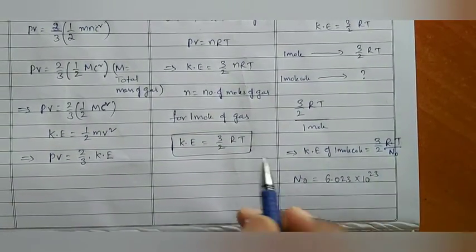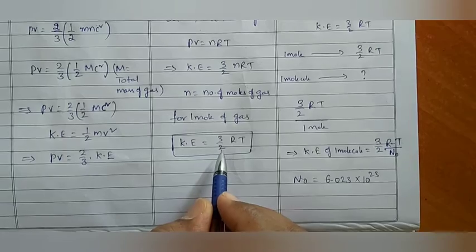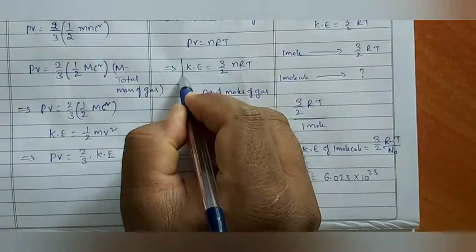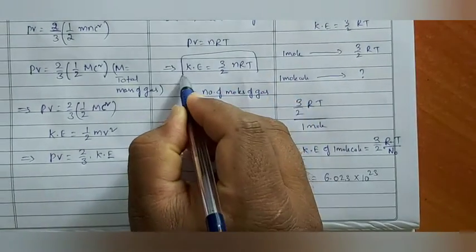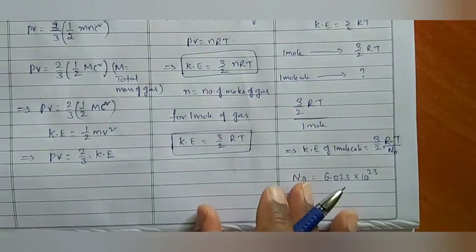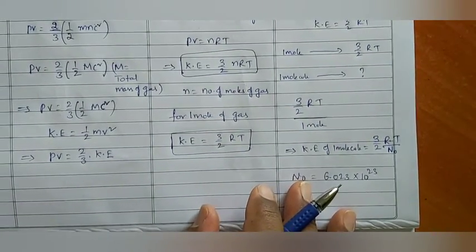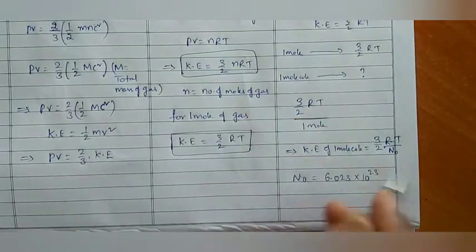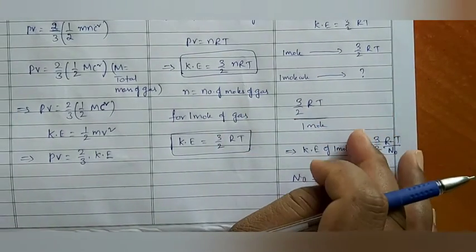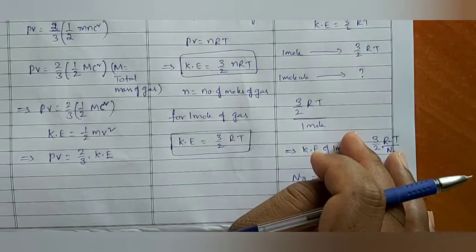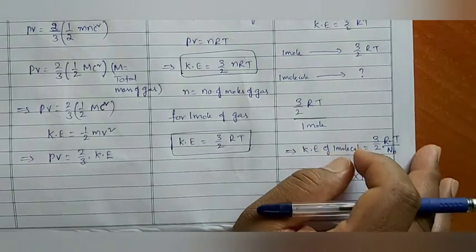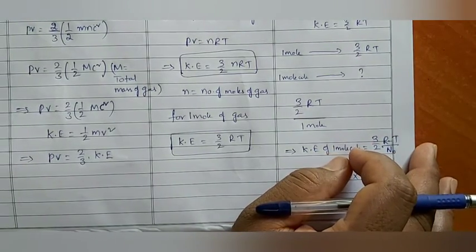Kinetic energy of 1 mole, KE is equal to 3 by 2 RT. Kinetic energy of n moles of gas, 3 by 2 nRT. So according to the given problem, whether they have given in number of moles or molecules or whatever it is, we will use this formula to solve the problems, which is very useful while we are doing the problems.